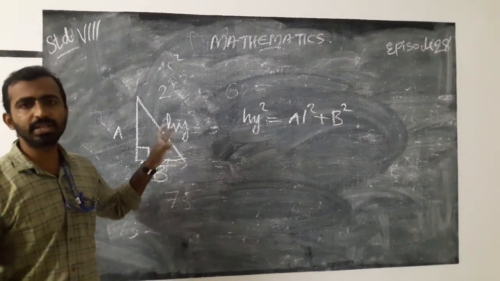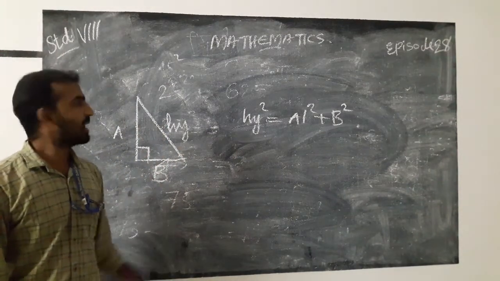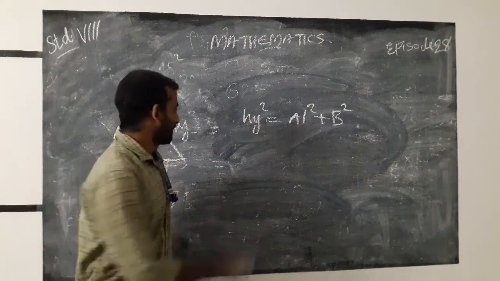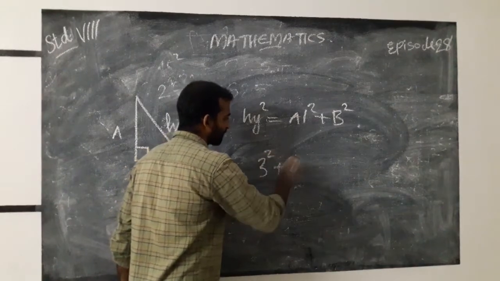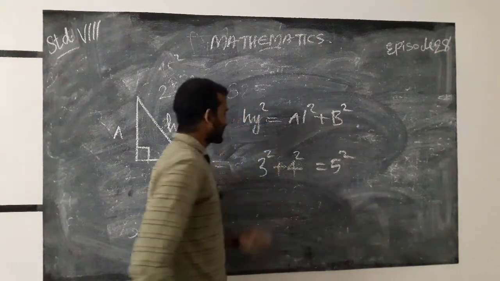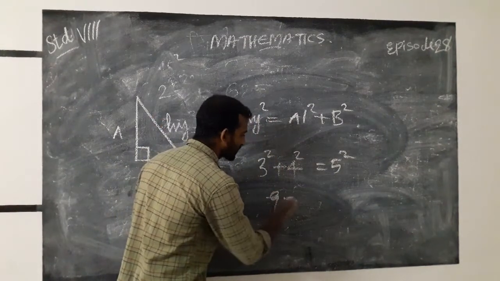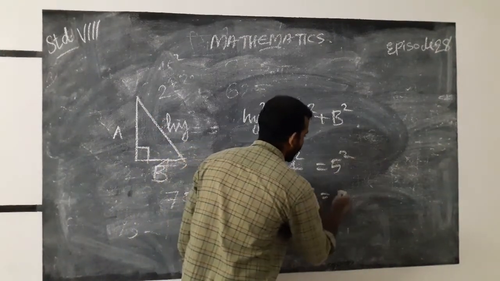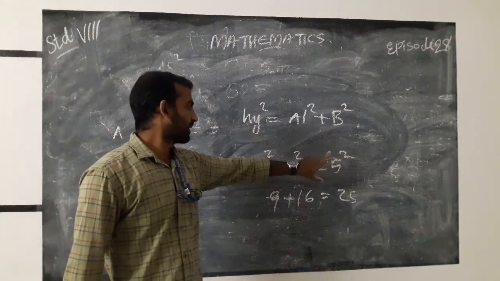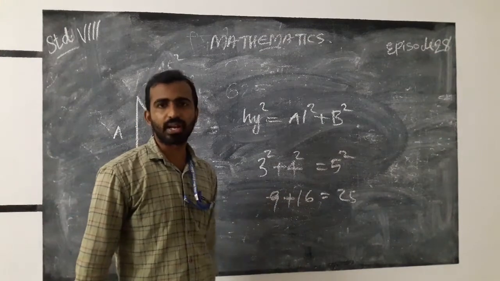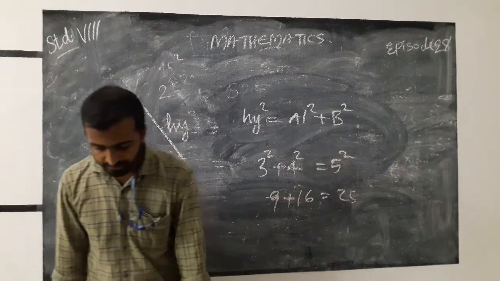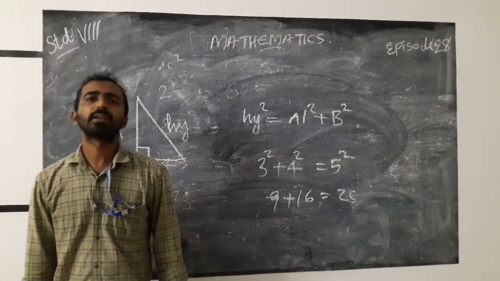The Pythagorean theorem is according to a right angle triangle, and in discussing Pythagorean triplets we can write it as 3 square plus 4 square equals 5 square. That is, 3 square means 9 and 4 square is 16, and we get 25, which is 5 square. That means these numbers 3, 4, 5 are Pythagorean triplets.